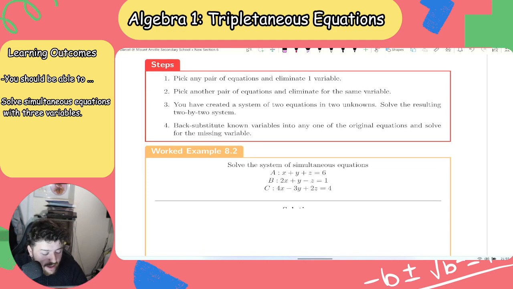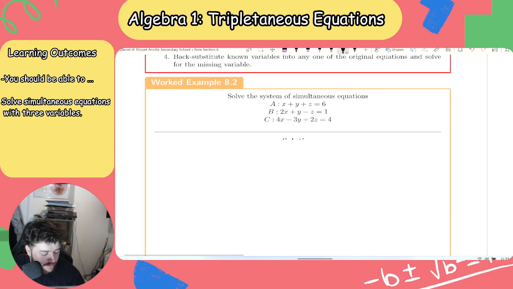So the first step is we have to pick a pair of the equations, maybe A and B for example, and we need to cancel out one of the variables. My second step is I pick another pair and I cancel out the same variable. Then with the two equations I've just made, you solve them simultaneously, then you get the two answers, sub them back into the original equation, solve for z, the other variable, and we're done, right? So let's try it out here.